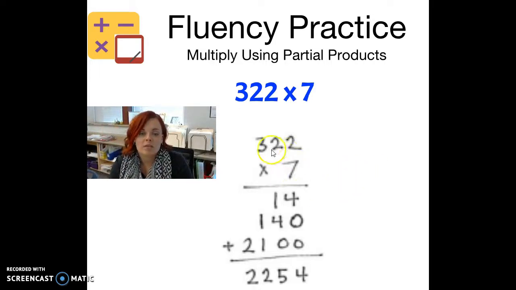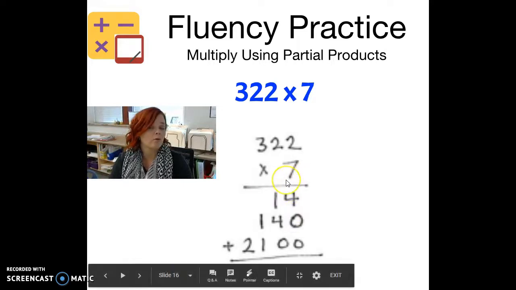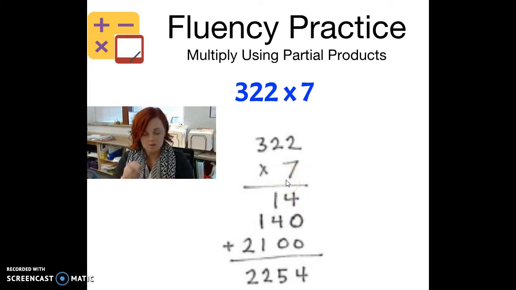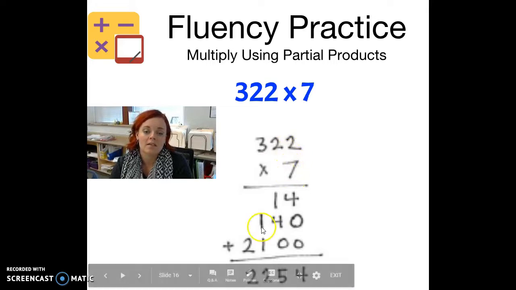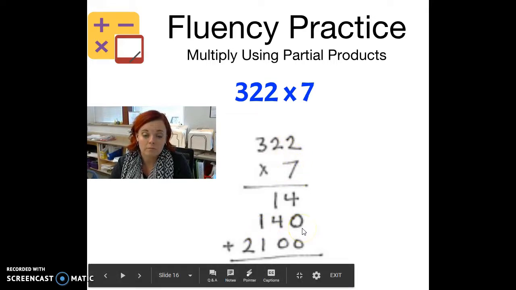In this problem you see 322 times 7. So I'm going to multiply 7 times 2 and I get 14. And I write down the entire number. That's different from how you and I would have learned it. Now I'm done with my ones place values. I'm going to move to my tens and I get 20 times 7, ignoring my hundreds because I'm not there just yet. 20 times 7 is 140.